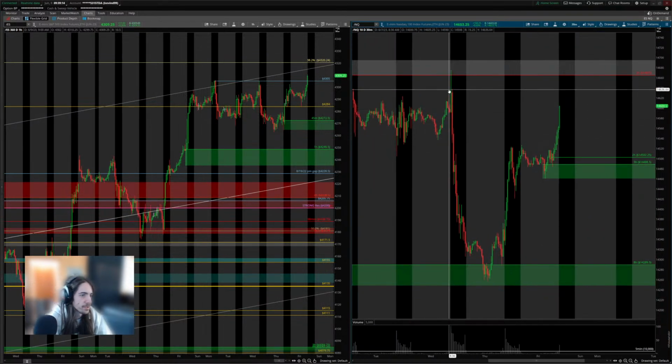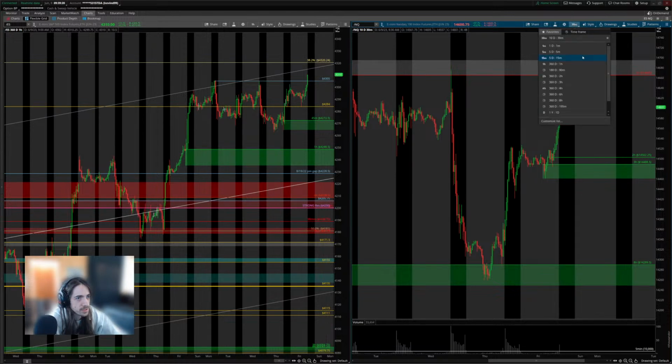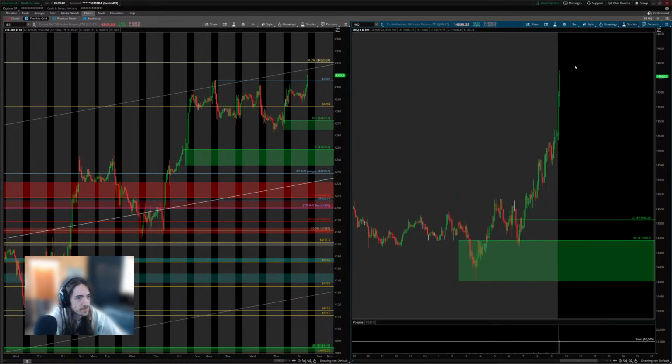I'm looking for a valid zone here, but obviously, like I said, it rejected the 1 hour at first, then started going through it still. So let's check that 5 minute. Let's throw up VWAP. Let's get into some day trading, guys. Let's look for some setups.